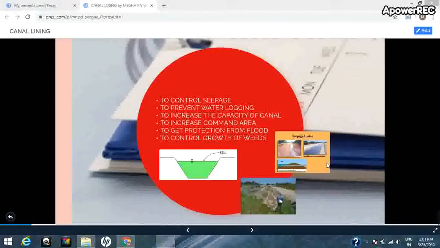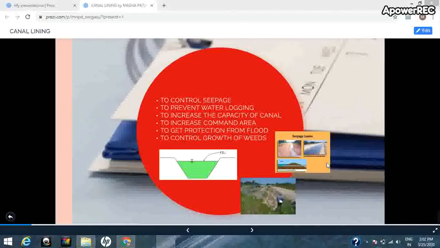Next one is to prevent waterlogging. This point is connected to the previous point. If the canal is not lined, then seepage would occur, and that water would get outside of the canal and collect in low-lying areas and create marshy lands. What are the disadvantages of marshy lands? Marshy lands harm the growth of plants and also cause breeding of mosquitoes. So to prevent waterlogging and to control seepage, we have to line the canal.